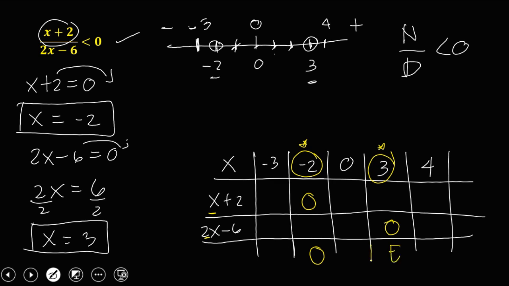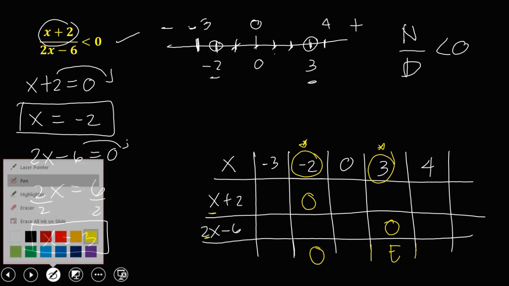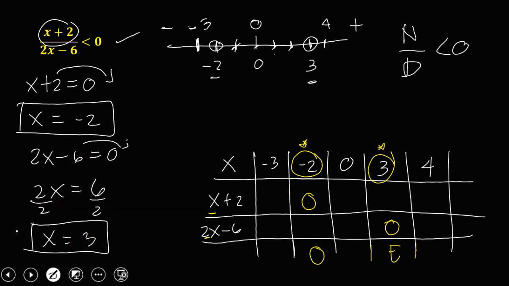Just put error. Then for the test numbers, start with negative 3. So if x equals negative 3, negative 3 plus 2 is negative 1. So just write the sign only. So just put negative. Then for the denominator, 2 times negative 3 is negative 6, minus 6, that's negative 12. So that's negative. And negative divided by negative, dividing the same sign, it's positive.